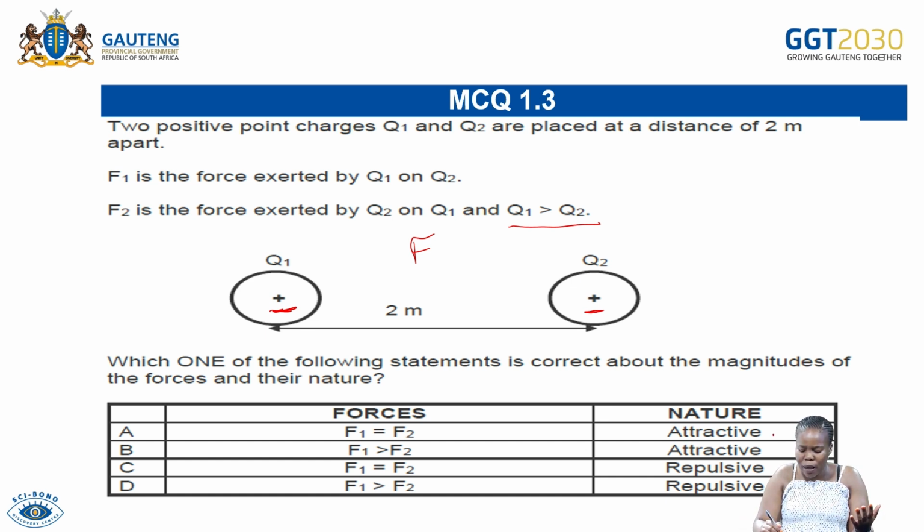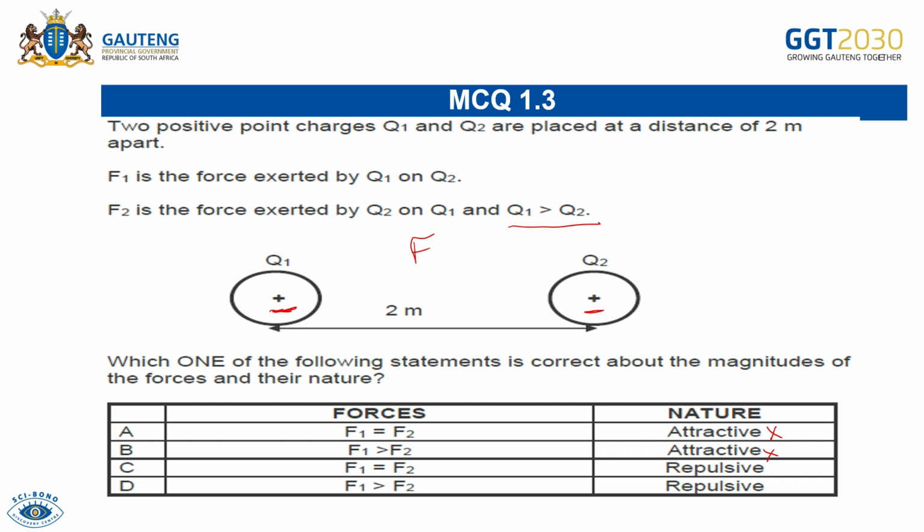So it can never be A, it can never be B, because those are giving us attractive nature, or the force of what? Of attraction between the two. Okay, and you want to find out about the magnitude of the forces. So it can be between option C and option D.